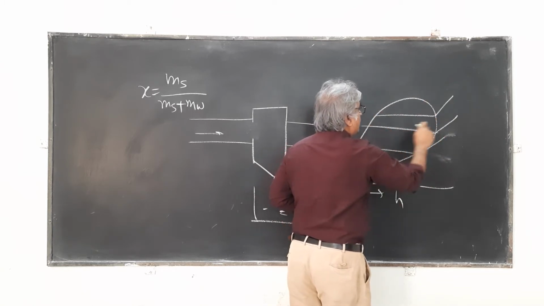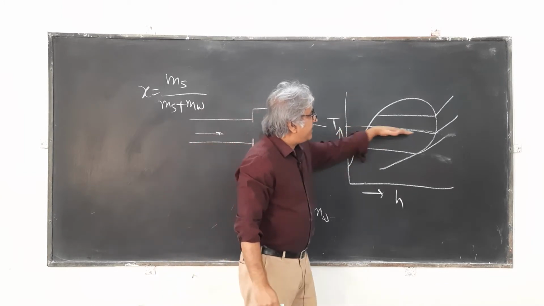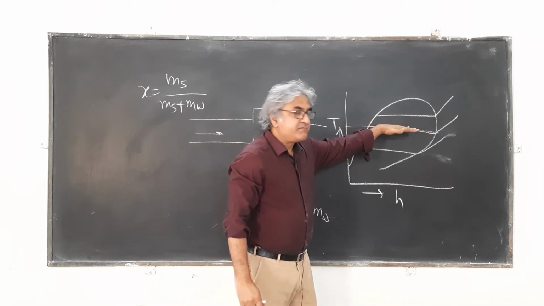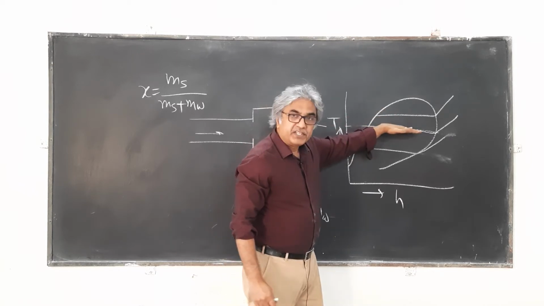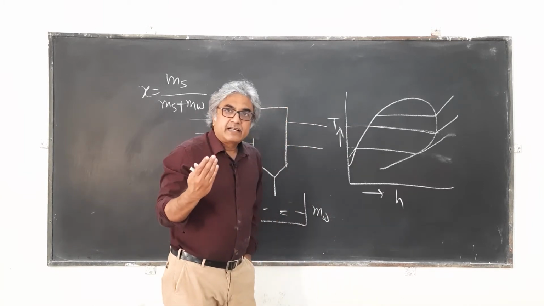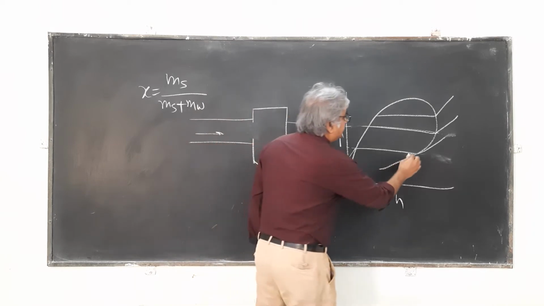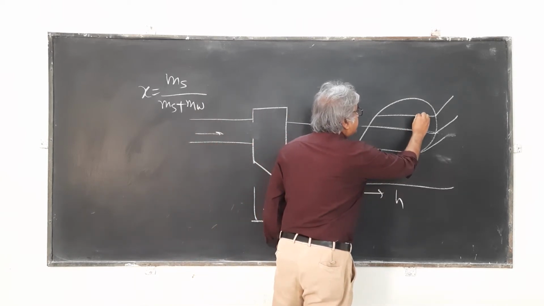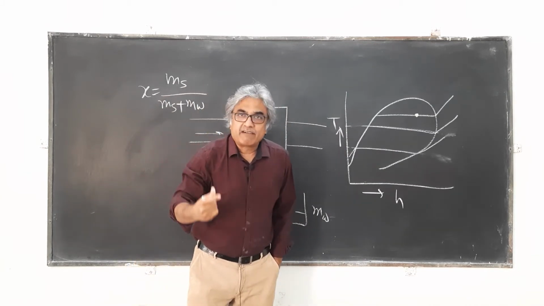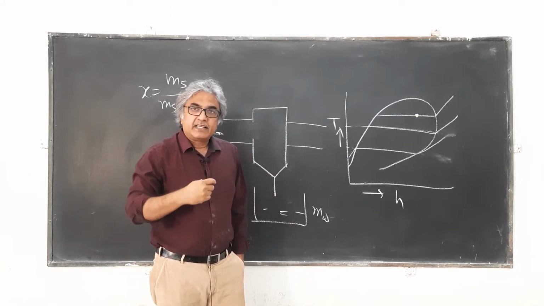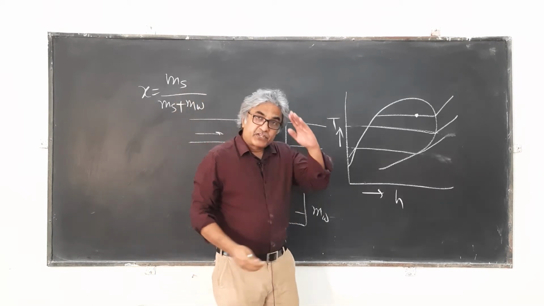So these are all constant pressure lines, and you can immediately see that in the vapor region, that means the wet steam region, the constant pressure line as well as constant temperature lines coincide. Now, as I said, throttling is a constant enthalpy process. Imagine that the steam is wet and you pass it through the throttling device. When you pass it through the throttling device, it expands, the enthalpy is constant, and the pressure drops.